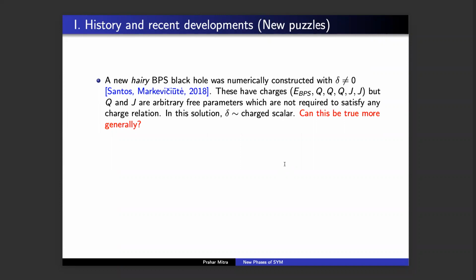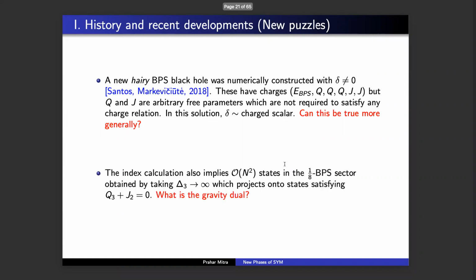Okay. So in that solution, which of course was numerically constructed, you could easily show that delta is proportional to the charged scalar. So the question is, is this actually a more general statement than just this one example? We now have two other examples in which this is true. So I'll show you that towards the end of the talk.